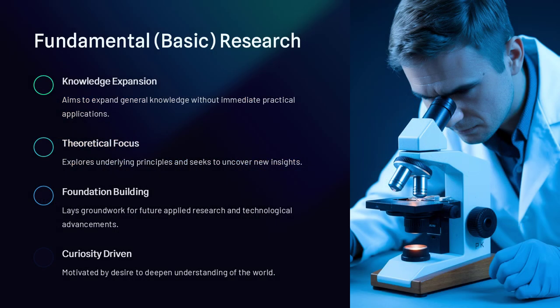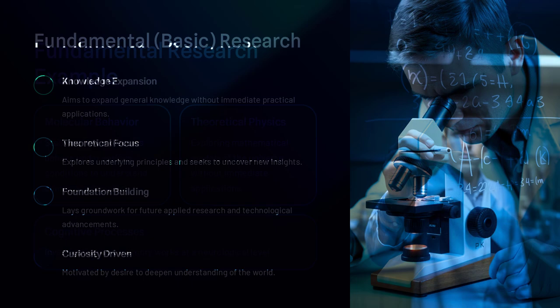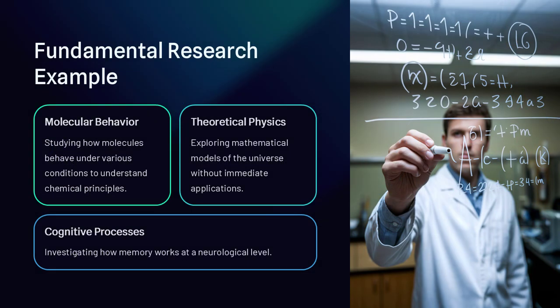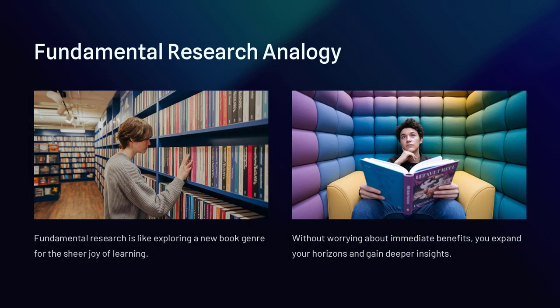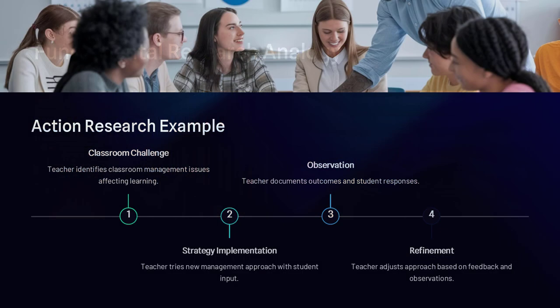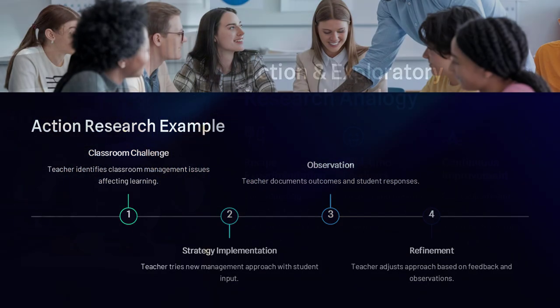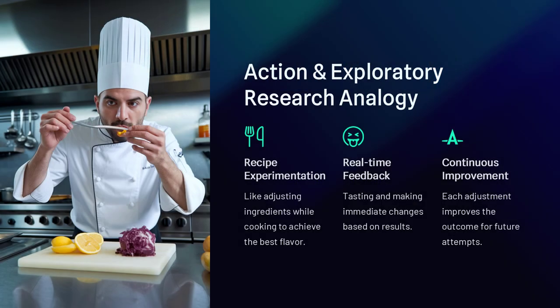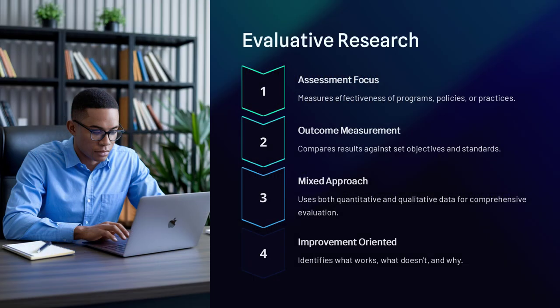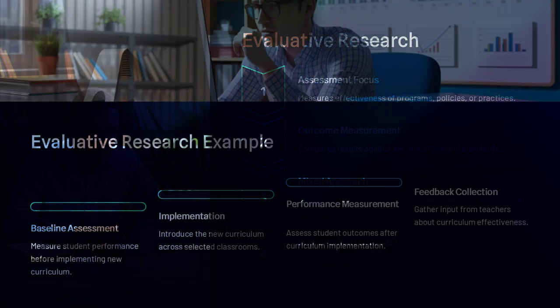Mixed methods research combines both quantitative and qualitative approaches to give a fuller picture. Imagine a study that first uses a survey to gather numerical data on student performance and then follows up with interviews to understand why some students perform better than others. This approach allows researchers to use numbers to identify trends and personal stories to explain those trends. It's like having both a map and a travel diary when exploring a new city. One gives you an overview, and the other fills in the details.